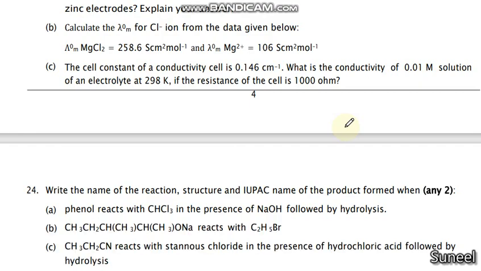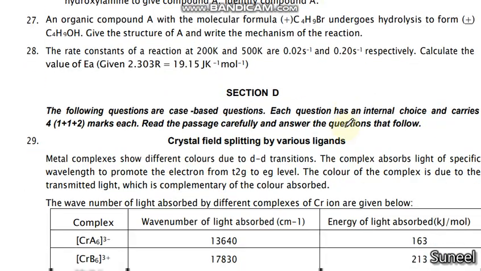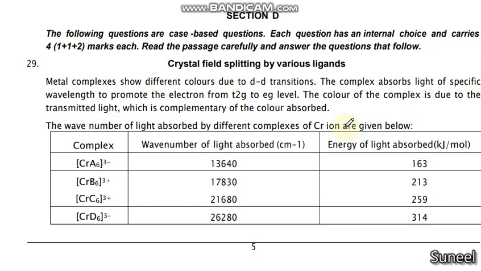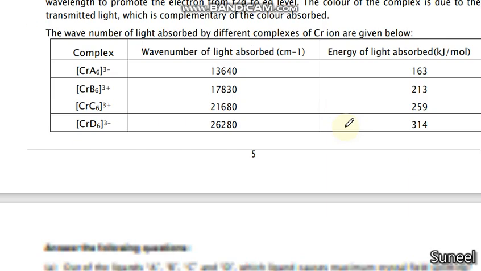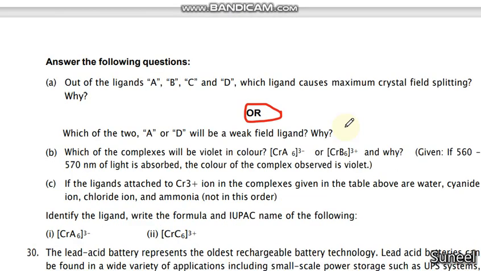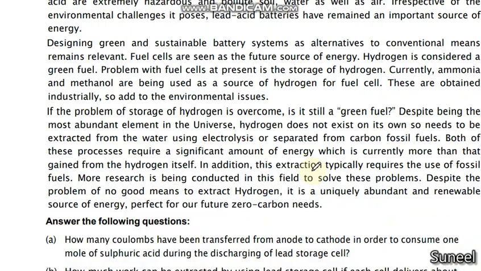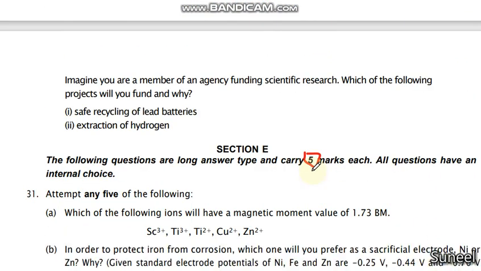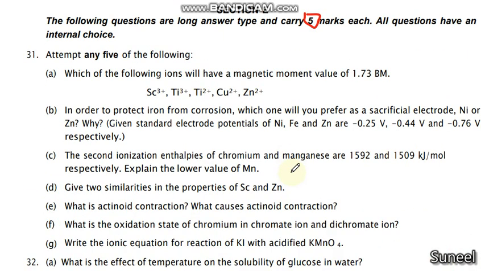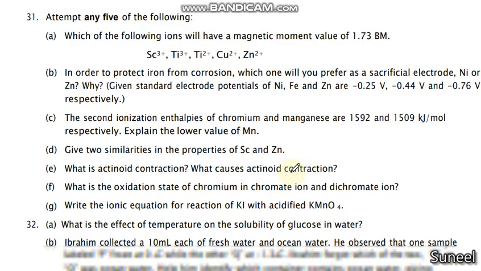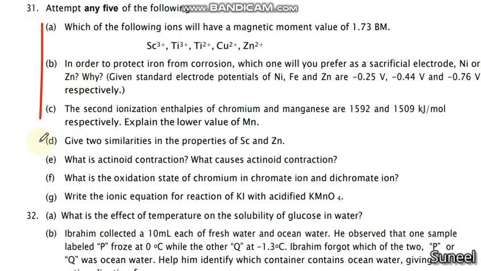Section D has 2 paragraph-based questions, each comprising 4 marks. These paragraphs are based on the text related to the units of the syllabus. There are 4 questions on each text. In this section, you will find 1 internal choice in one of the parts. Finally, section E contains 3 long answer questions of 5 marks each. Every question is provided with an internal choice. Each question in this section is also divided into subparts.